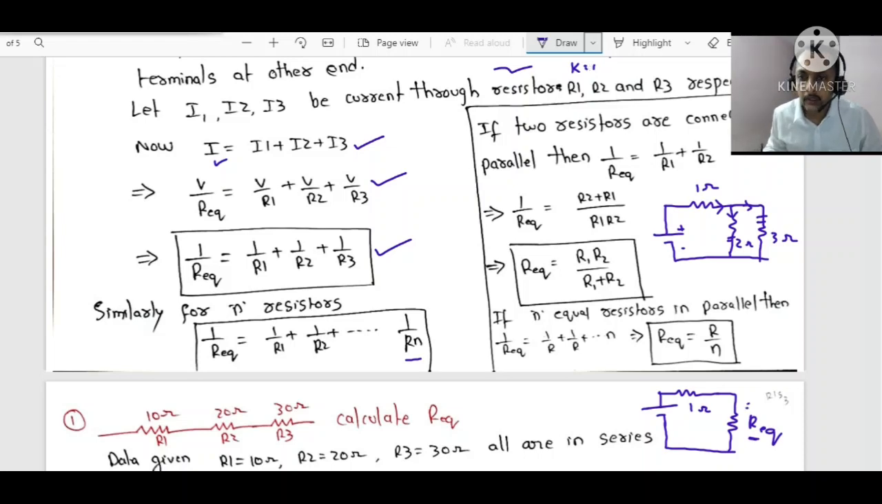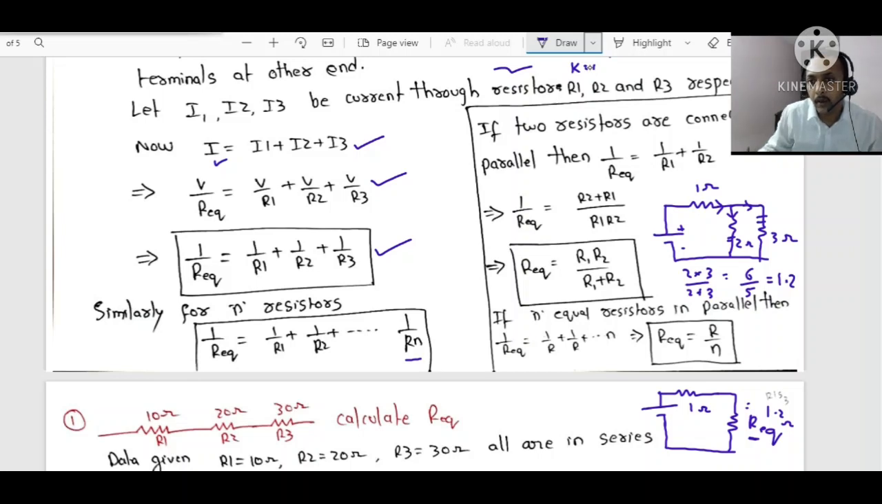Now what about this R equivalent, dear students? How many resistors are in parallel? What is the formula? R1 into R2 divided by R1 plus R2. What are the 2 values? 2 into 3 divided by 2 plus 3, right? It is 6 divided by 5, right? So it will be how much? 1.2. So here R equivalent will be 1.2 ohms. Like that you have to understand.